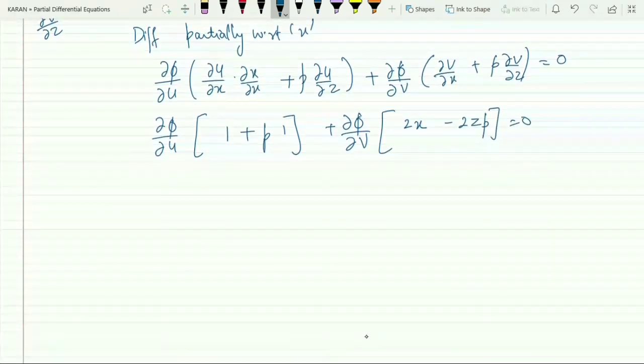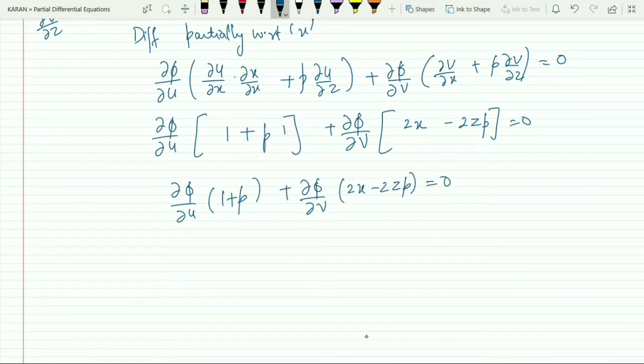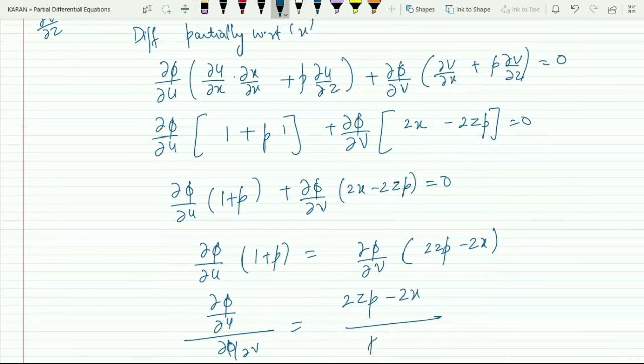Now just apply the same approach. So this is ∂phi/∂u into (1 plus p) plus ∂phi/∂v into (2x minus 2zp) equals 0. So can you find out the value of ∂phi/∂u into (1 plus p)? This is equal to minus ∂phi/∂v into (2x minus 2zp). So ∂phi/∂u divided by ∂phi/∂v will be equal to (2zp minus 2x) divided by (p plus 1). So this is equation number 1.